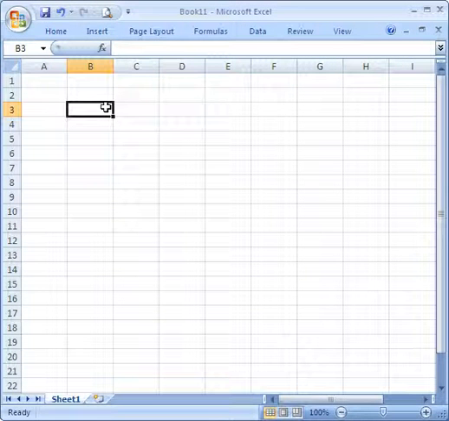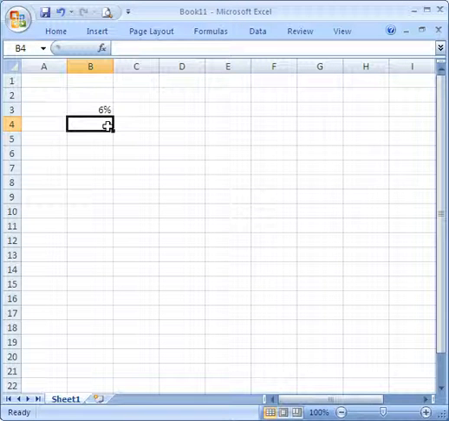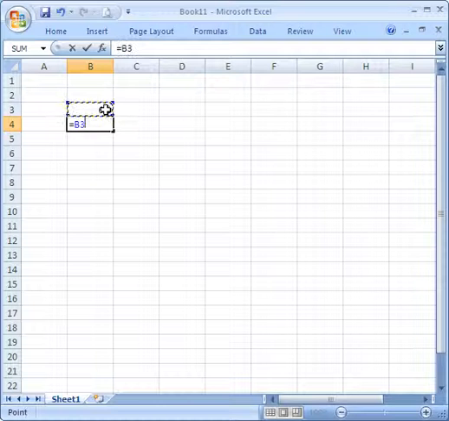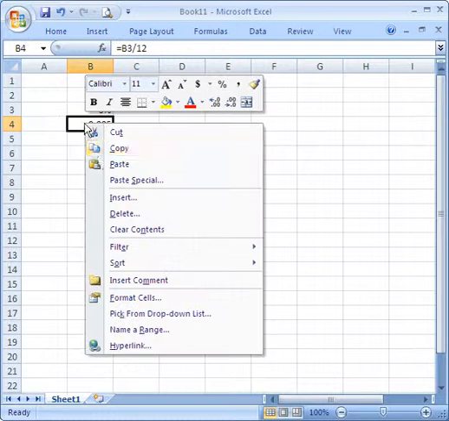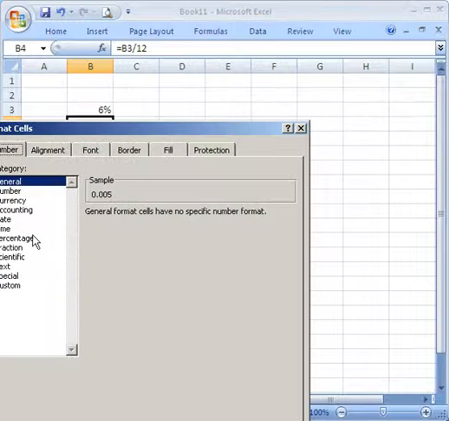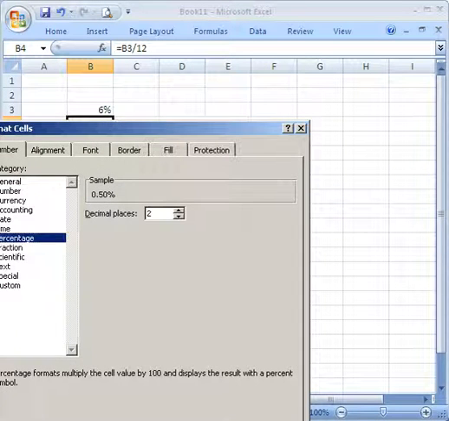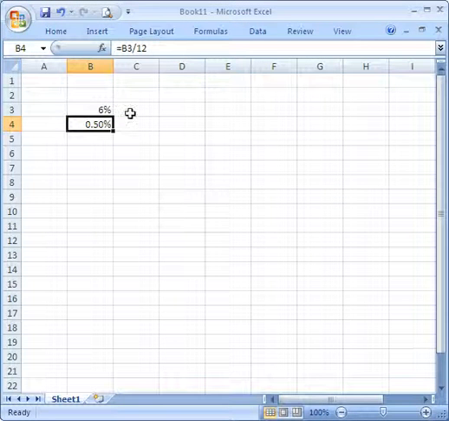We have an APR of 6%. The only thing we can do with an APR is divide it by 12 to get a monthly rate. This monthly rate doesn't look like a percentage, so we'll reformat it. Right-click, Format as a percentage. 6% APR just means that each month we'll get charged 0.5% in interest.